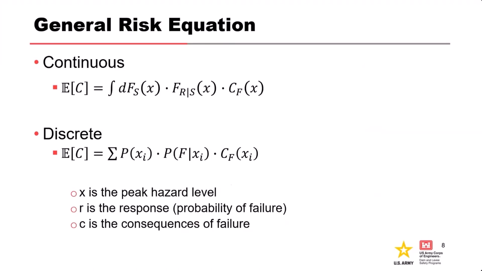The d in front of it just represents how we break up the hazard into increments when we do the integration, and you'll see a visual of that in a minute. F_R, or capital F with the subscript R given S, is the system response curve, that is, the probability of failure given the hazard. And then consequences are, in this example, the consequences of failure given that failure occurs at the given hazard level.